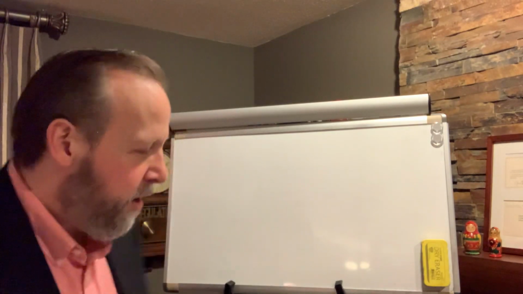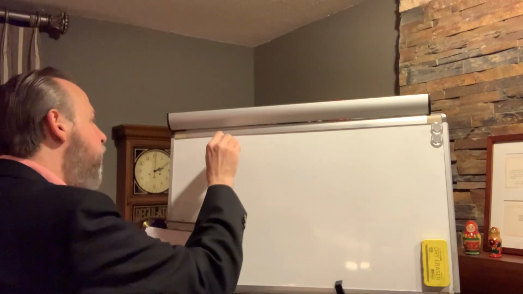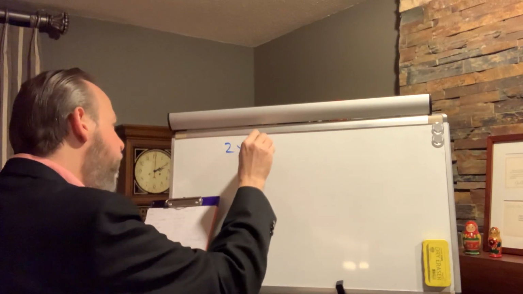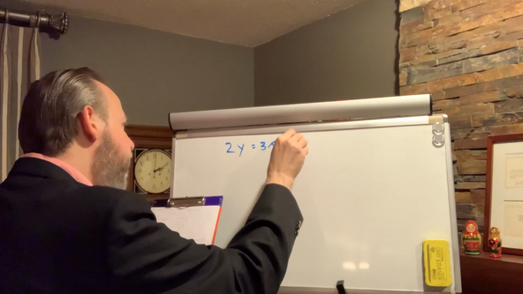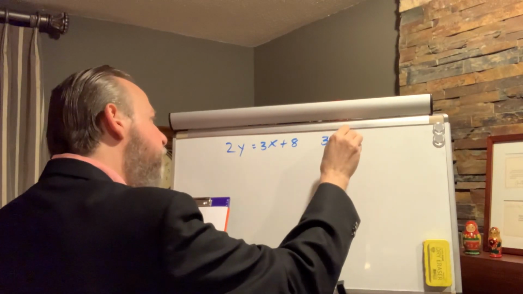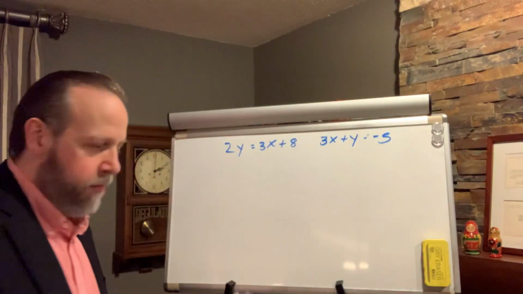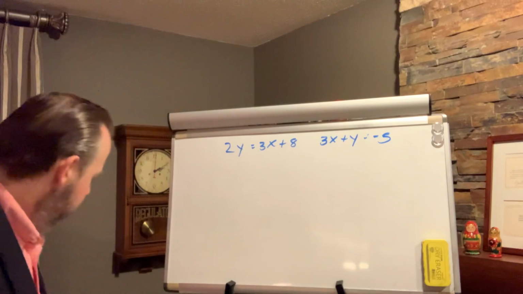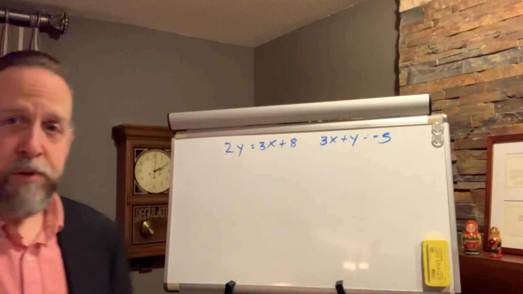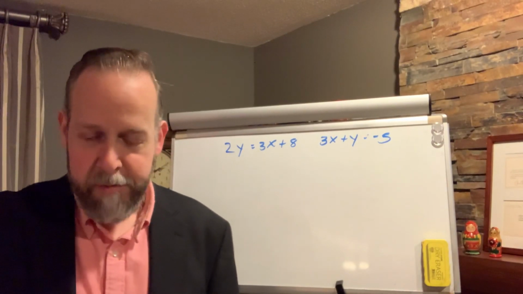Today I'm going to show you how you should have solved yesterday's prompt. So, I left you with the following system. I said 2y equals 3x plus 8. Also, I gave you 3x plus y equals negative 5. All right, so I told you the answer, but I asked you to solve it so that you can prove what the answer should be.